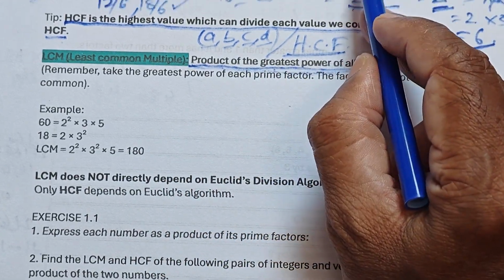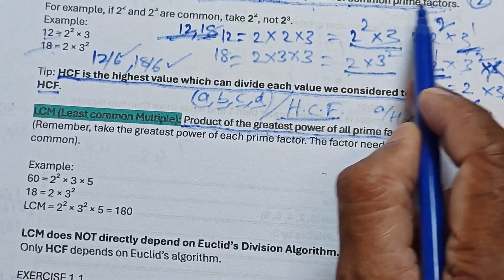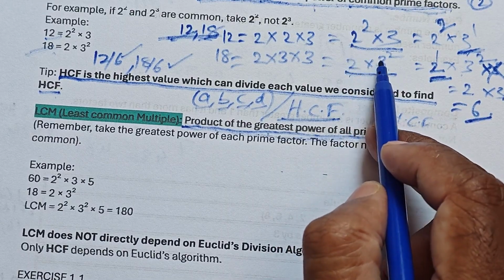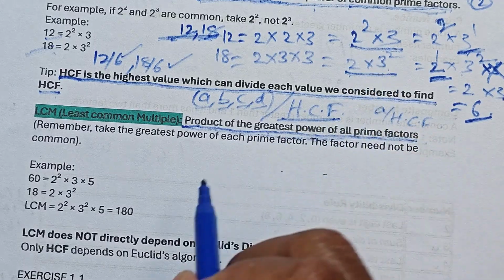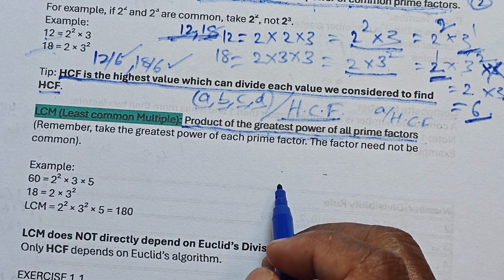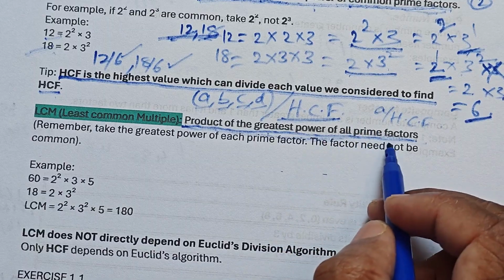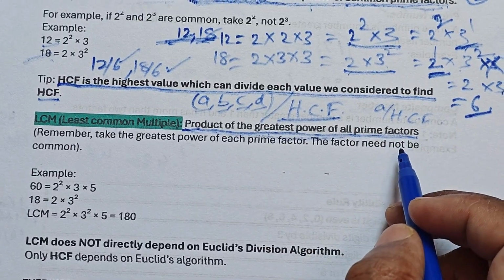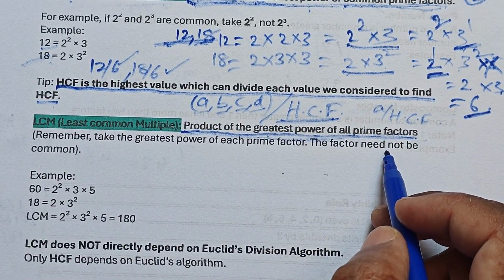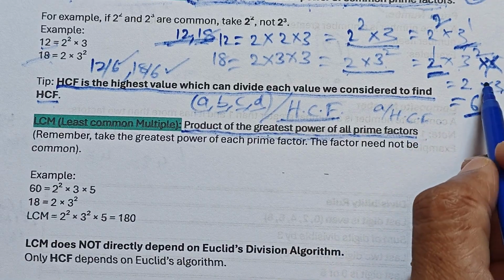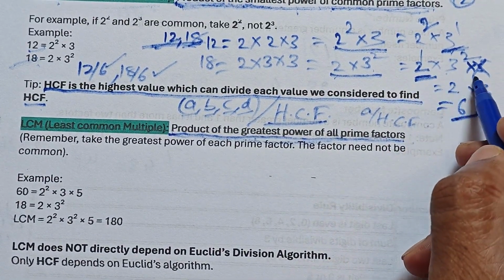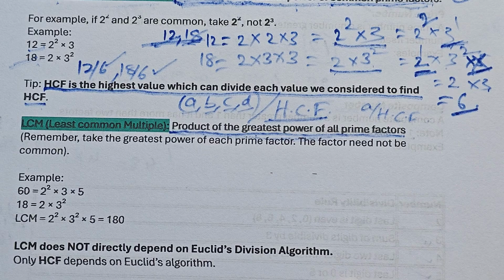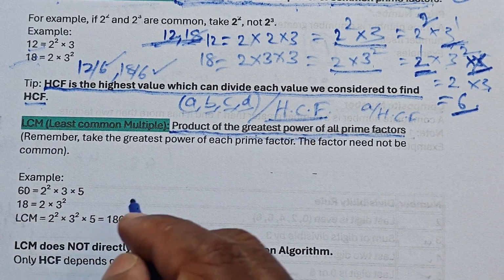Here, in HCF, it is powers of common prime factors. Here we are looking for the common. If the factor is commonly present in both the numbers, then we will consider it. In case of LCM, we don't look for whether any factor is common or not. We will look at each factor independently. That means even if it is not present in another number, we will consider it. In the HCF, if you recall, we discarded 5 because it is not present in both the numbers. But in case of LCM, we will consider both those factors.